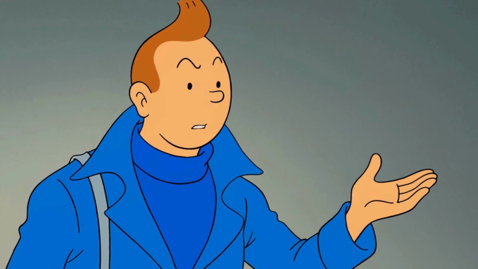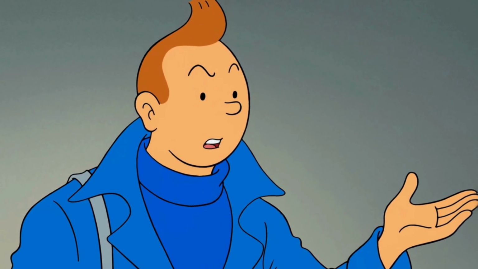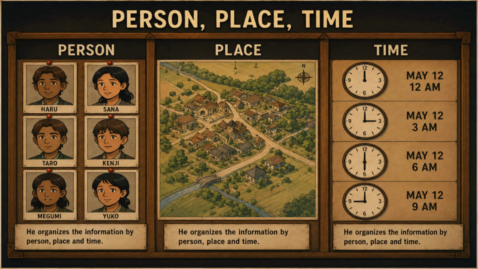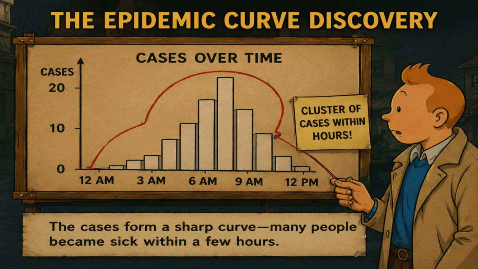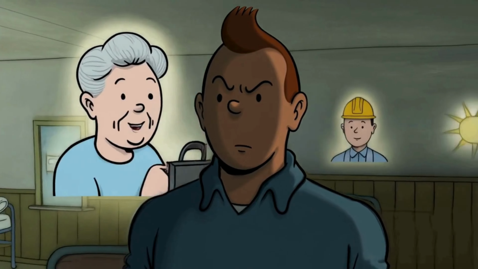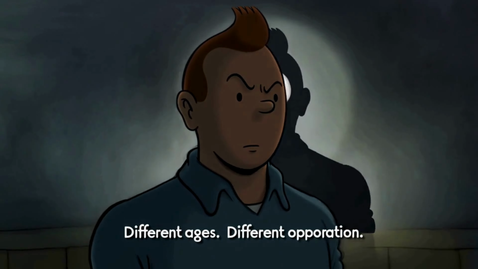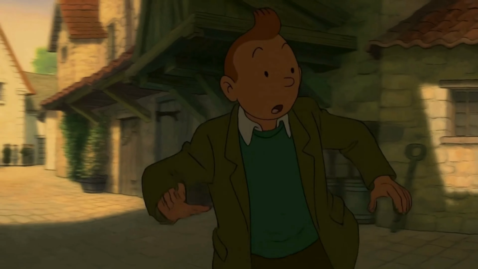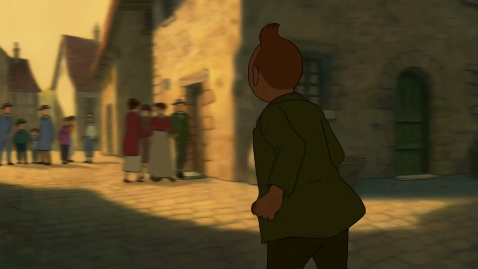A detective knows that every clue has 3 sides: who, when, and where. By sorting the information by person, place and time, patterns begin to appear, and these patterns lead us one step closer to the truth. Different population, different occupations, but outbreaks often have one thing in common: a shared exposure. I need to speak with the villagers about where they had been the day prior to the event.